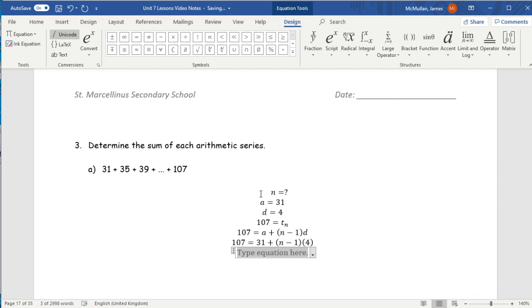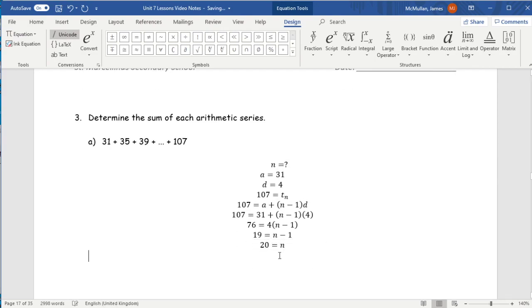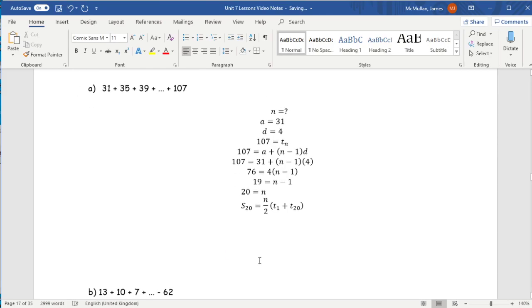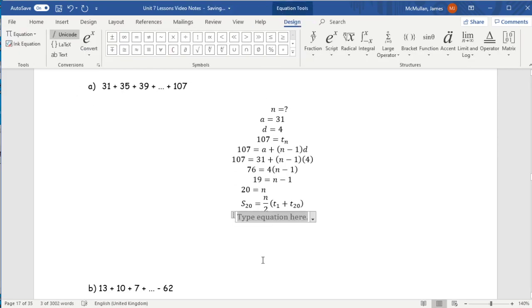Okay, so bring the 31 over to the other side. You get 76 is equal to 4 times n minus 1. 19 equals n minus 1. And therefore 20 equals n. So this is a 20-term sequence. Now, to do the sum, we're going to add up the first 20 terms. We want to do n over 2 times t1 plus t20. Right? So basically, the number of terms divided by 2, and then the first term plus the last term.